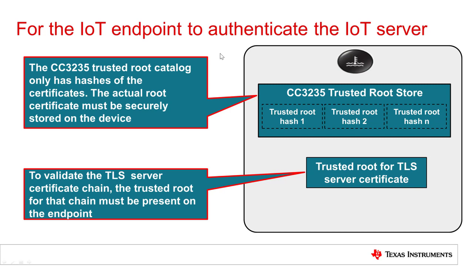The CC3235 will need to contain the trusted root for the server certificate. That means the IoT device manufacturer must pre-program the trusted root certificate into the device. Because we're dealing with a closed network, the IoT device manufacturer will know in advance the trusted root required for the server certificate. The IoT device will use the hash in its trusted root store to verify that the trusted root programmed into the device for the server certificate is in fact valid.